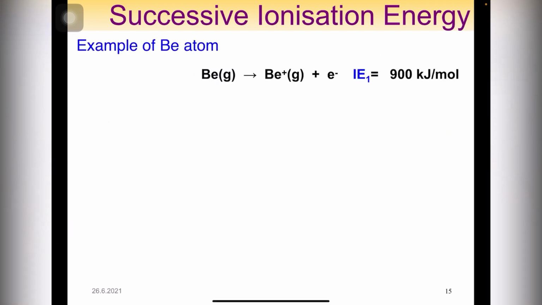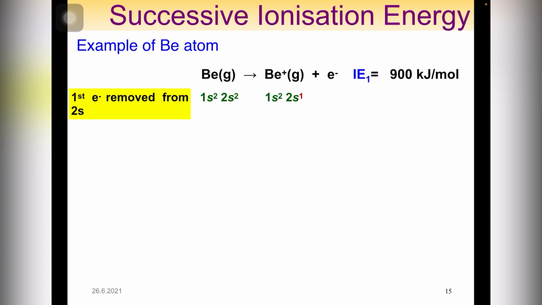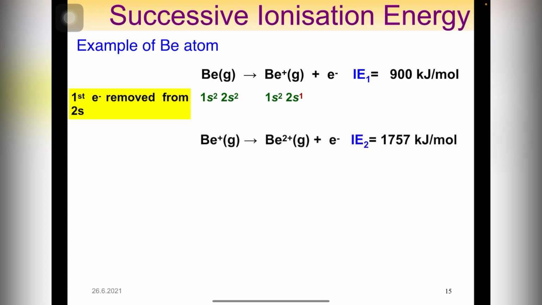So let's see the example of the beryllium atom. The first ionization energy is 900 kilojoule per mole. This is the equation when it removes an electron from the gaseous atom. The first electron is removed from the 2s, the outer electron, and it forms Be+ gas with the new electronic configuration 1s2 2s1.